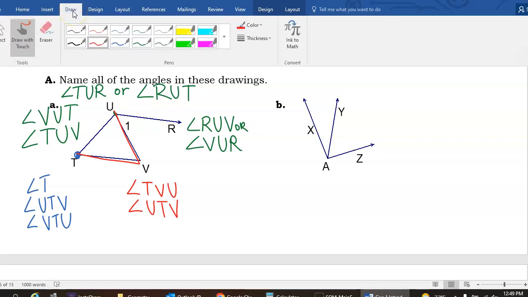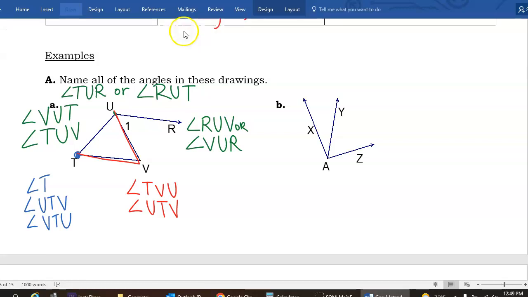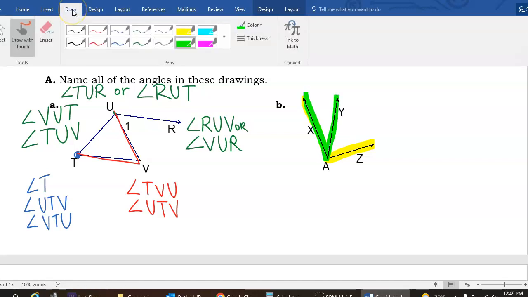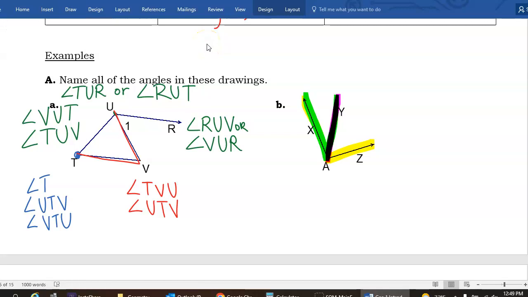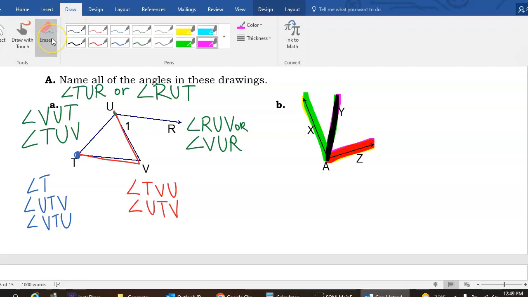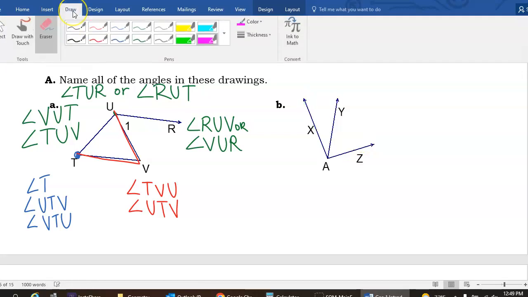For figure B, I see 3 angles, and it's really like what we saw with U. So I see this larger angle here. I see this smaller angle that is a part of that angle. And then I see one more angle right here, which is also a part of that angle. So I think my colors made that really hard to see.